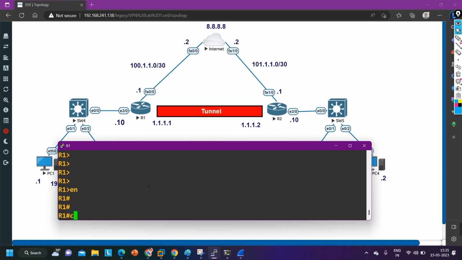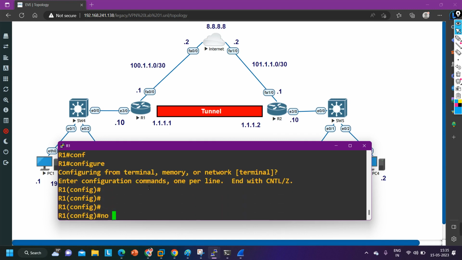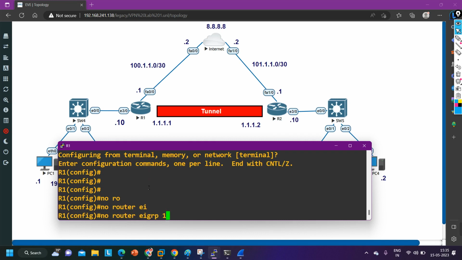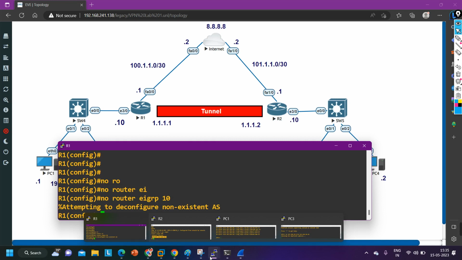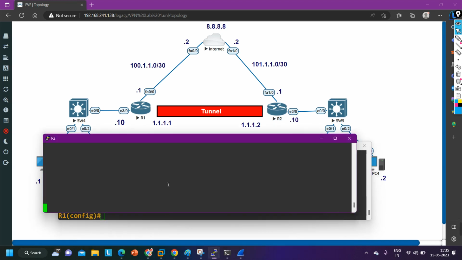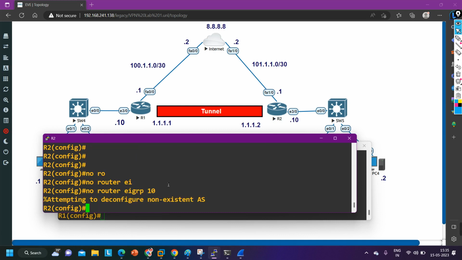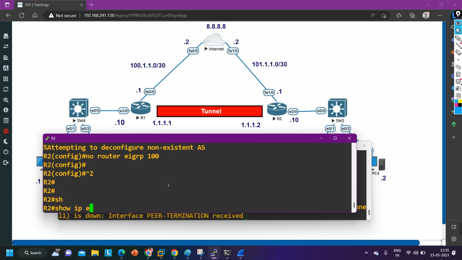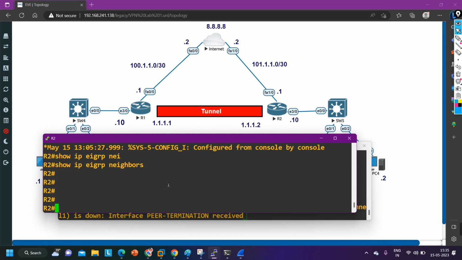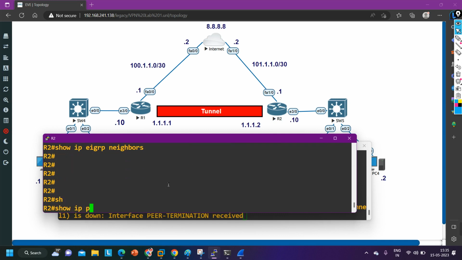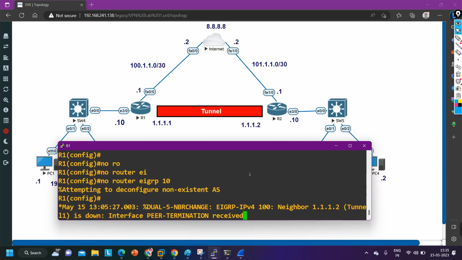Okay, let me disable EIGRP. Say no router EIGRP 100. I have removed the EIGRP configuration from here. Let me remove it from router number 2 also. Because in EIGRP only you enabled this protocol to communicate between both sides. Now check IP EIGRP neighbor. Otherwise, we need to configure routes statically, manually. Yes, exactly. Now I am not running any routing protocol over here.